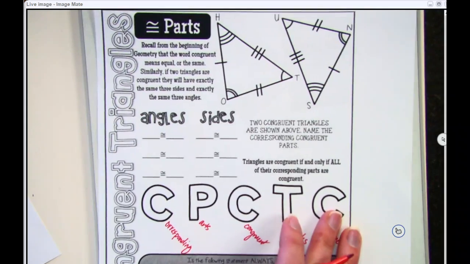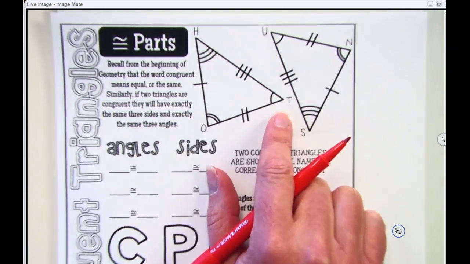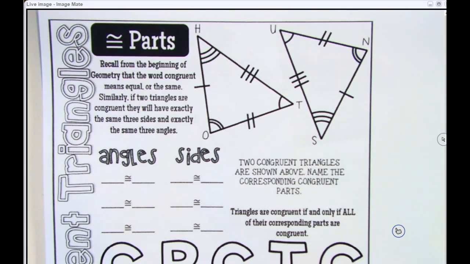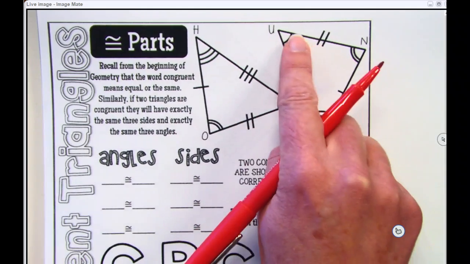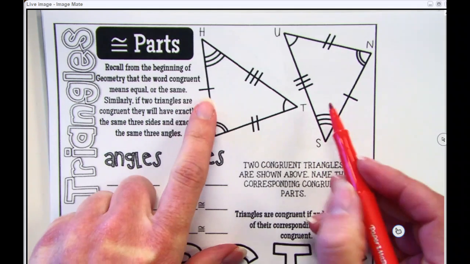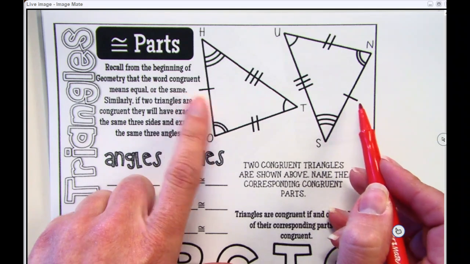Okay, this is one of those lessons where order really, really matters. And that's what corresponding parts of congruent triangles means. If I have 2 triangles and I've told you that they are congruent, does that mean that this angle is congruent to all 3 angles in the other triangle? Not necessarily, right? So we've got to pay attention. The way we mark our congruencies matters.